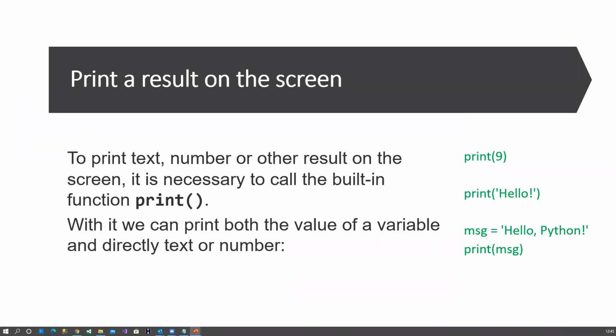Next, so how do I print numbers, just like I can do print of 9. How do I print a string? I can basically use single quotes. Then how do I print a message? Basically, I can declare a variable and put that into double quotes or single quotes and use the print statement to print.